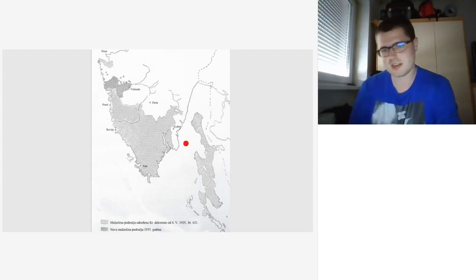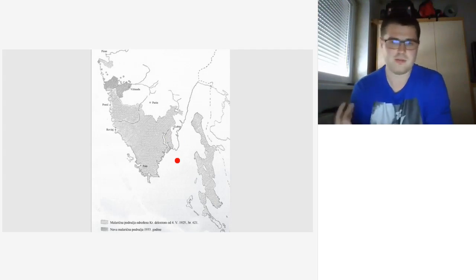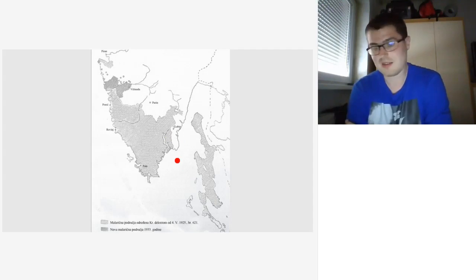And you can see that Raša and Raša Canal here are in the middle of the malarial areas. Now this is because much of Istria was covered by small, I wouldn't say ponds or marshes, but standing water, and malaria-carrying mosquitoes thrive there.